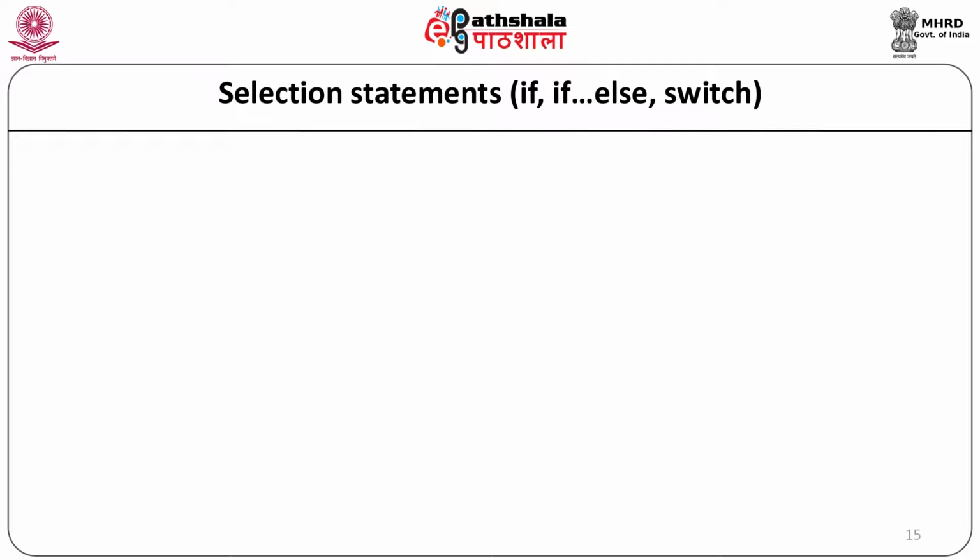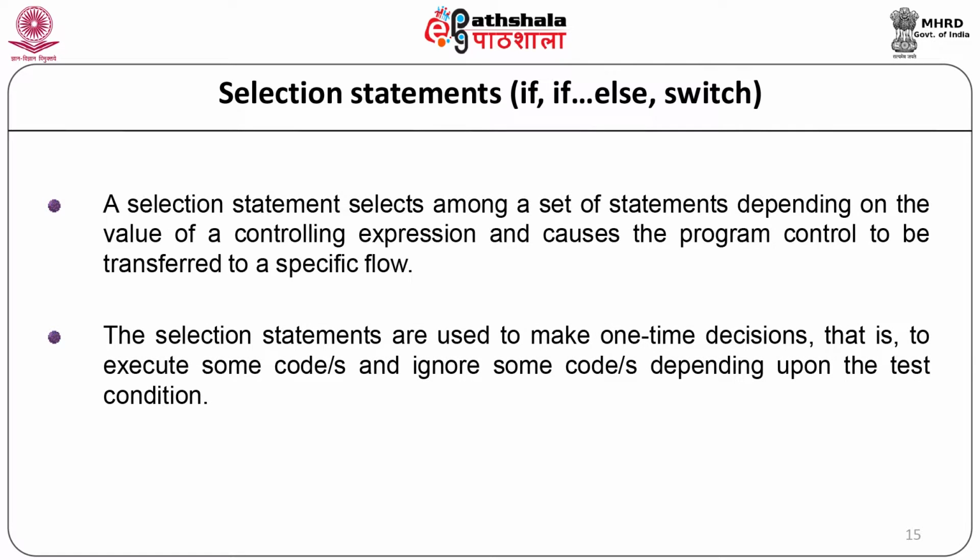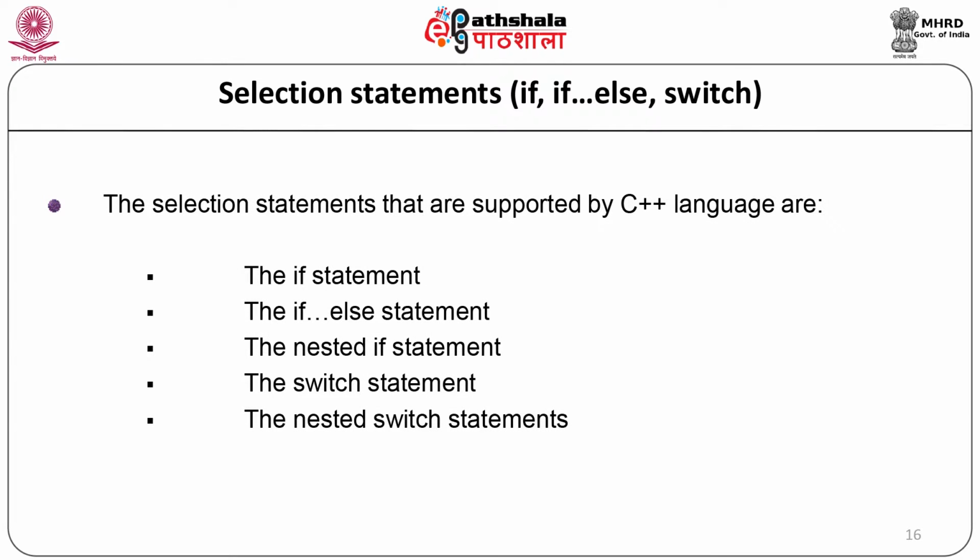Now, let us start with the selection statement if. A selection statement selects among a set of statements depending on the value of a controlling expression and causes the program control to be transferred to a specific flow. The selection statements are used to make one-time decisions, that is, to execute some code and ignore some code depending on the test condition. The selection statements supported by C++ are if else, nested if, switch and nested switch statements. Now, let us see each one of them in detail.